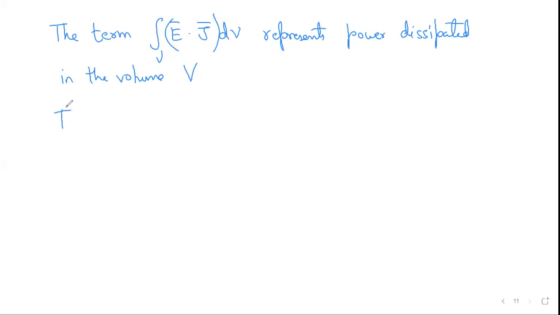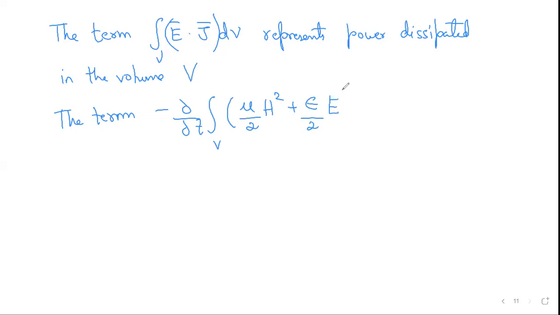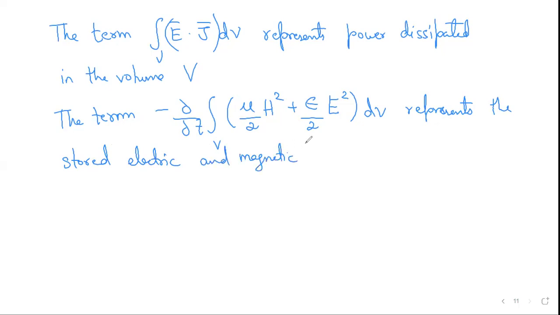Now, the term minus del by del t, volume integral, H square, E square dV, represents the stored electric and magnetic energy in the volume.